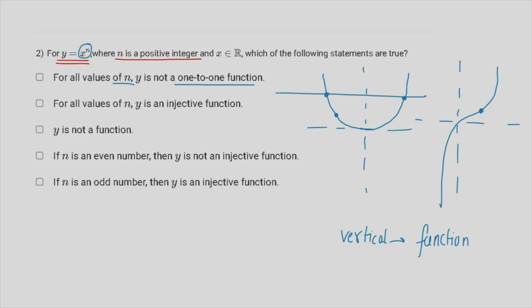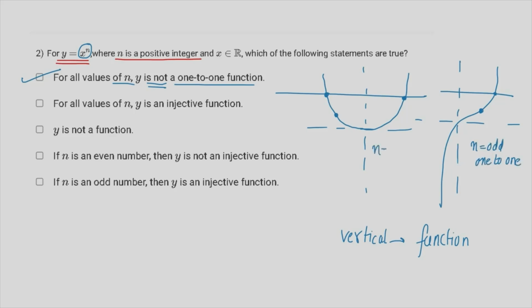Therefore, not for all values of n, y will be always a one-to-one function. So this comes true क्योंकि यहाँ नॉट लिखा हुआ है. और अगर आप नोटिस करोगे तो क्यूबिक में तो देखो यार हॉरिजॉन्टल भी पास हो गया. तो जब भी n की वैल्यू ऑड होगी ये 1-to-1 होगा. क्यों? क्योंकि ये वर्टिकल और हॉरिजॉन्टल लाइन टेस्ट दोनों को पास कर गया.